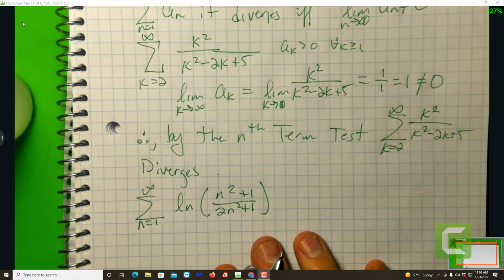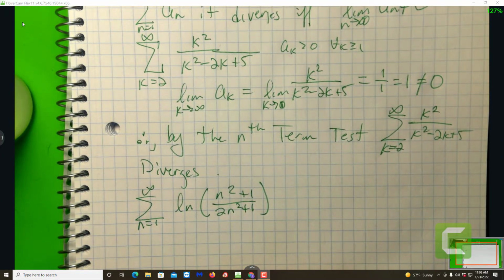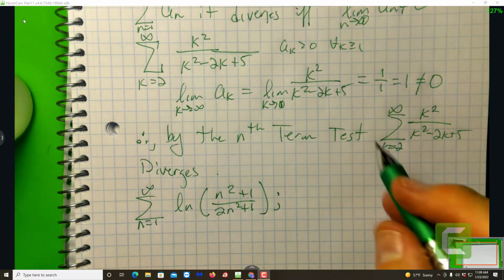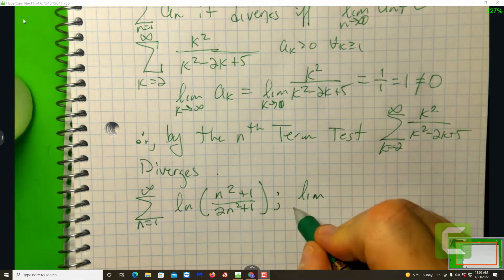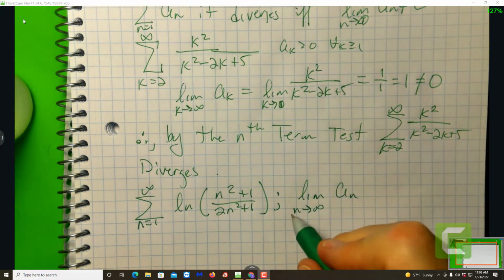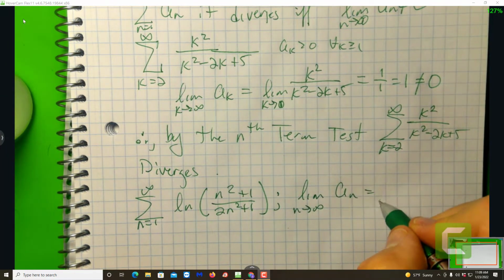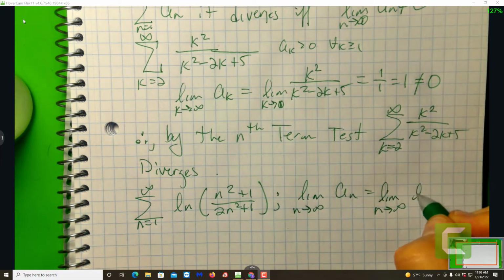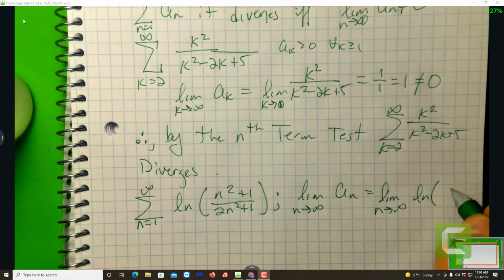Now you should have done it. So here's what you're going to do. You're going to take the limit as n goes to infinity of the general term. And now I'm going to use substitution. The limit as n goes to infinity, and I'm going to replace a sub n with its general term.